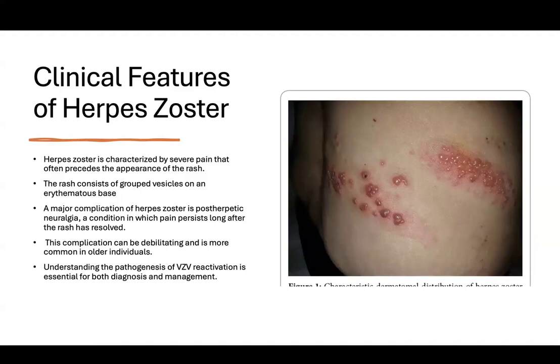But the issue with herpes zoster or shingles is not that. It's postherpetic neuralgia. This basically means that you have pain that persists long after the rash has resolved. We call this a ghost pain. It's a pain that stays for years or almost all your life, and it can be extremely painful. So you're having pain constantly. This can be severely debilitating.